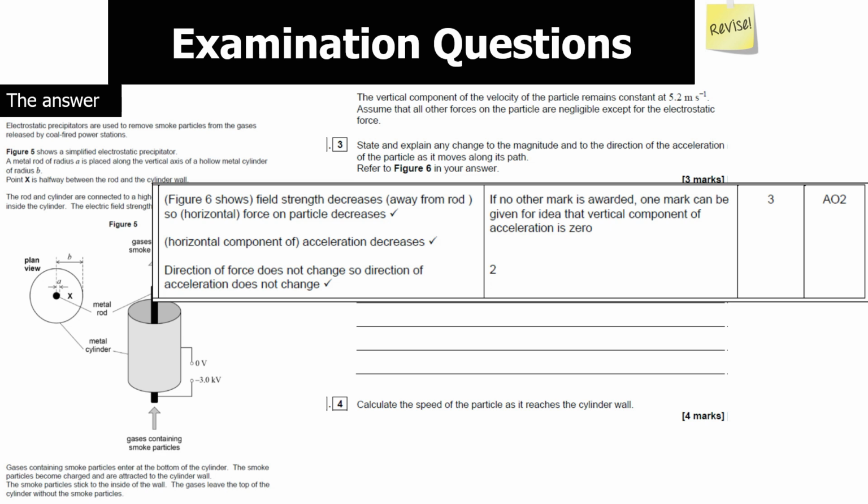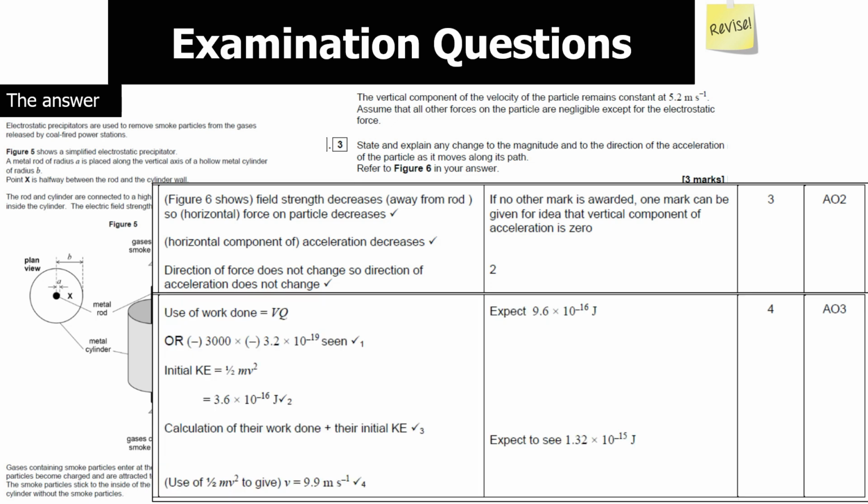Now the next one, you're going to have to work out the speed of the particle. What you've got is, we know the potential difference. How do we know that? It's from the diagram as shown, and we've got the charge from the previous question. So we know that the work done on the particle is going to be the potential difference multiplied by the charge, so 3 kilovolts or 3000 times 3.2 times 10 to the minus 19.